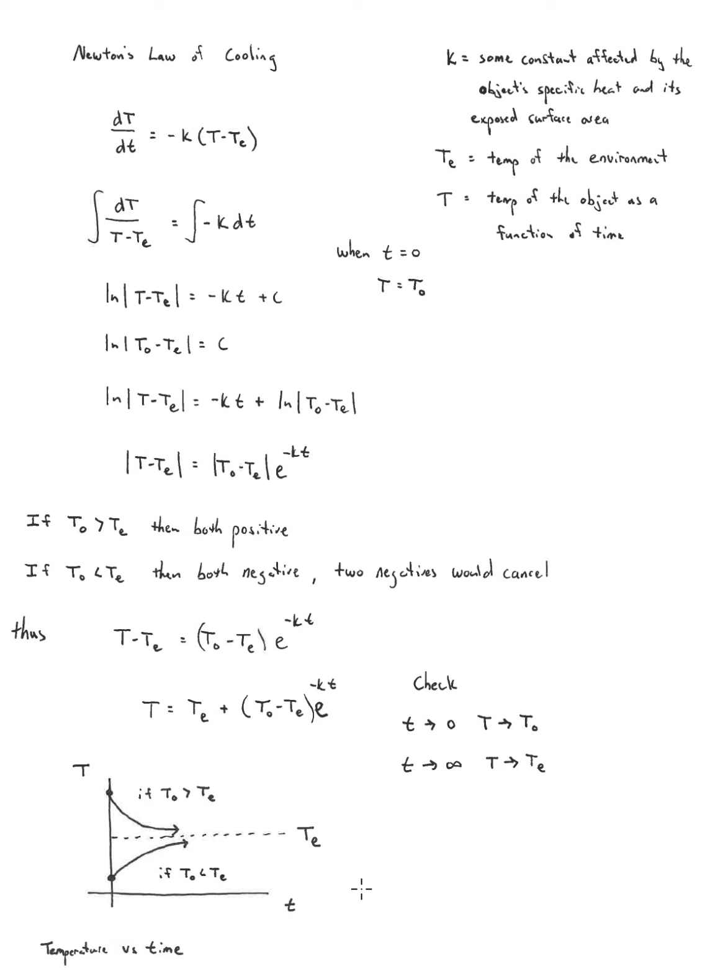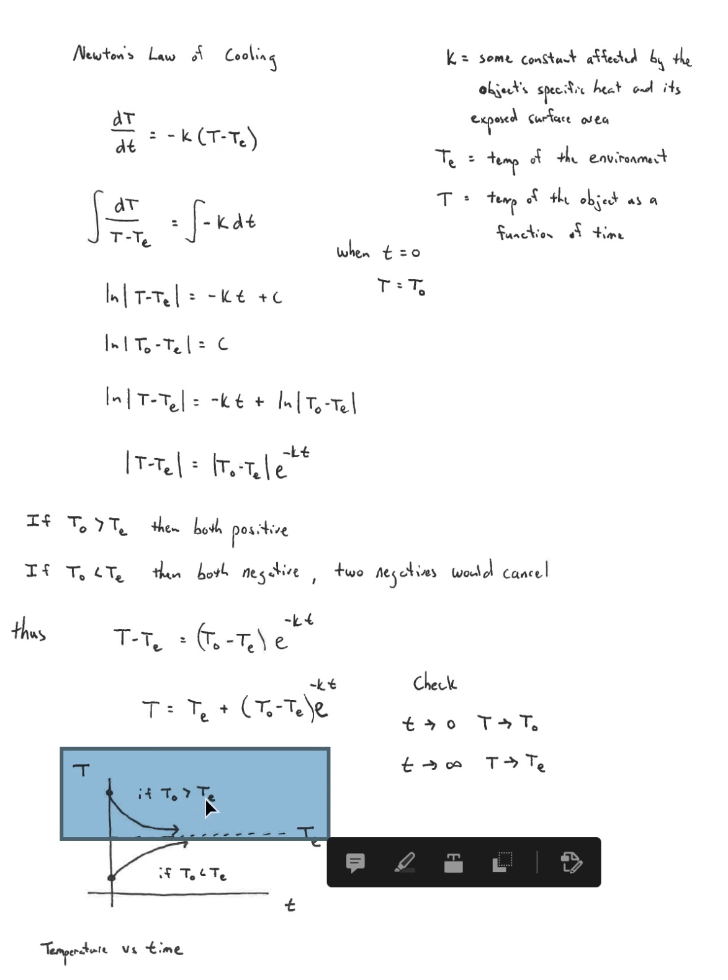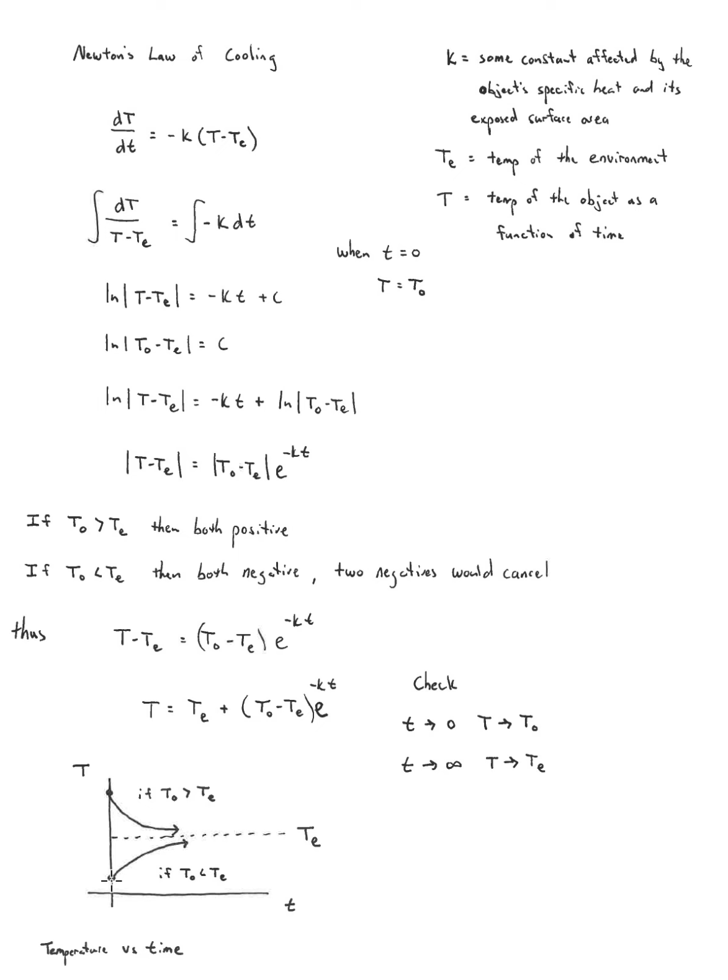And then if you look at the graphs of these two different scenarios, this is the bowl of soup graph right up here. This is the top one. Take a bowl of soup with T naught greater than the environment, and it's going to cool off to the environment. This is our ice cream down here. Put some ice cream outside, and it's going to warm up to the environment. Okay, so both of these things make sense.